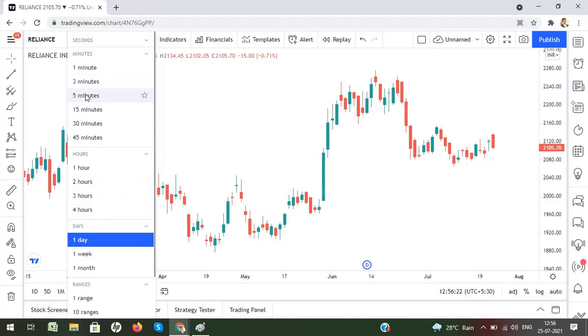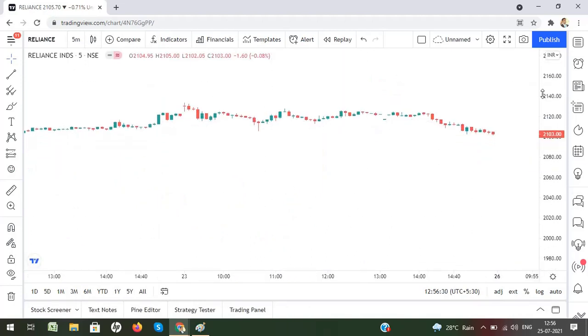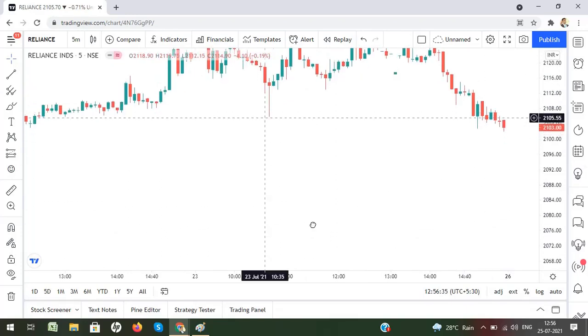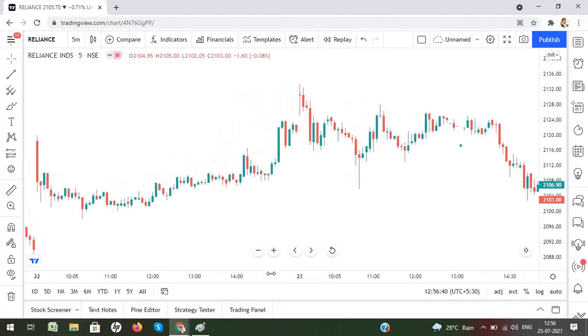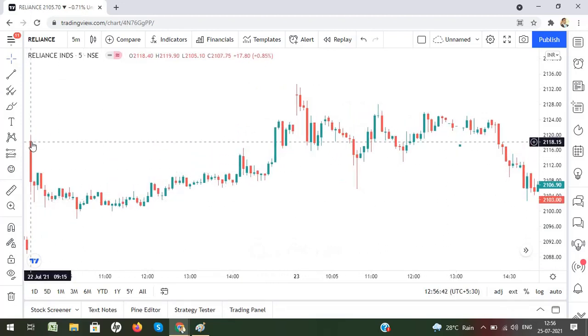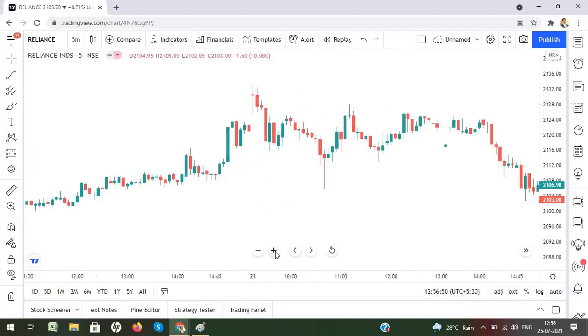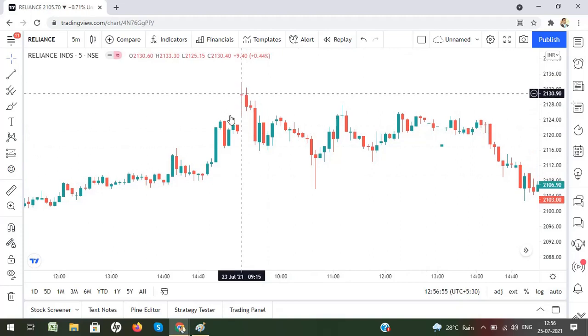Now, if I have to construct a 5-minute candlestick, how does that happen? Again the same thing. There's no difference in construction of the candlestick if you change the time frame. You see this is the start of the session on Friday, 22nd July, and this is the start of the session for 23rd July.